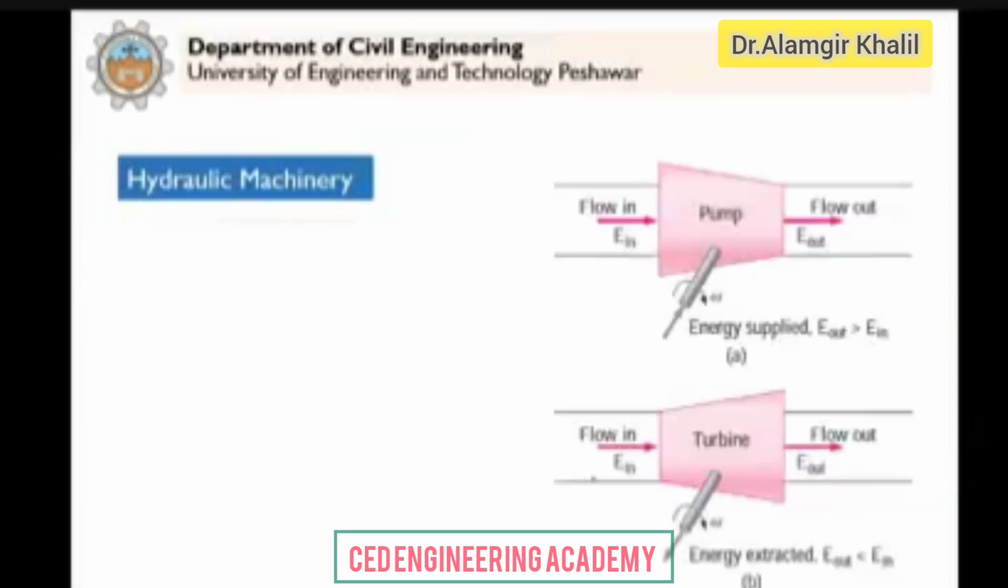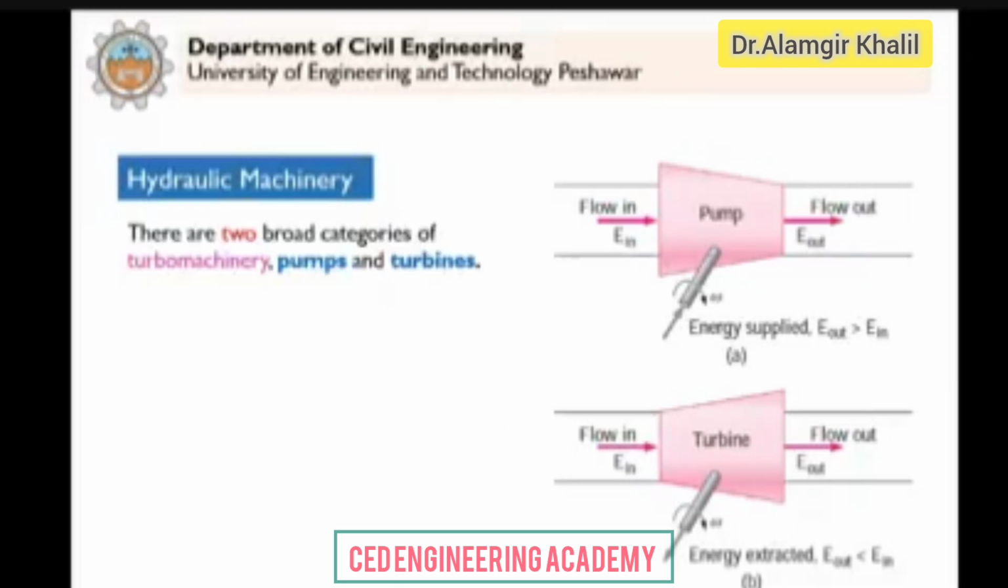Before we start the turbines in detail, we already know that there are two broad categories of turbo machinery. As you see that in turbo machinery, there is a rotating element which we call a rotor. Rotor is a general name, clear? So that rotor in case of pump is known as impeller, as we studied, and the same rotor in case of turbine is known as runner.